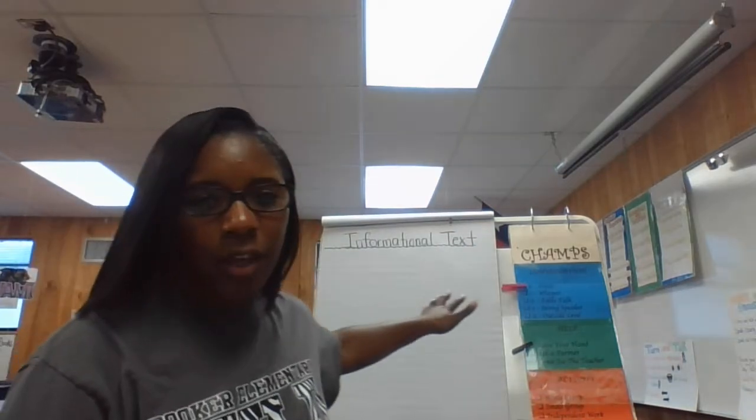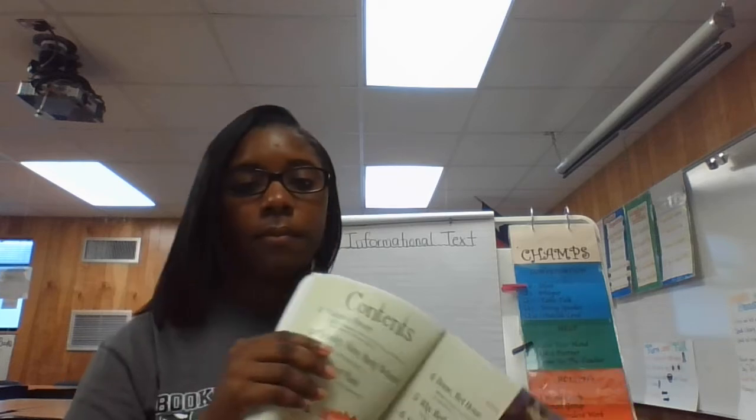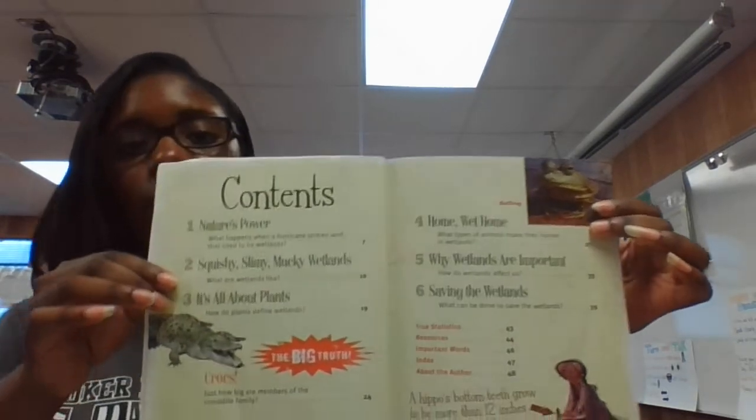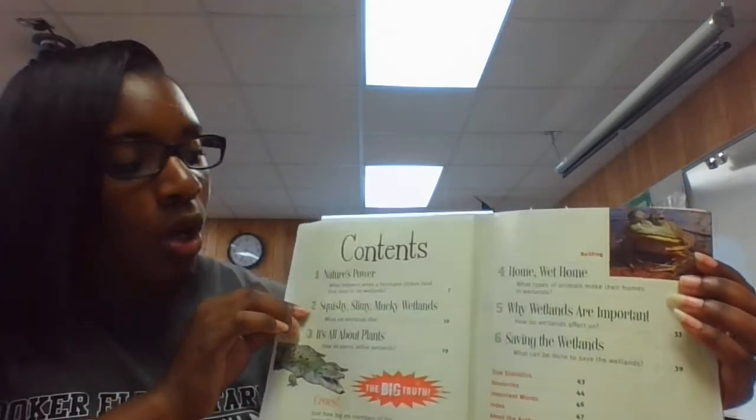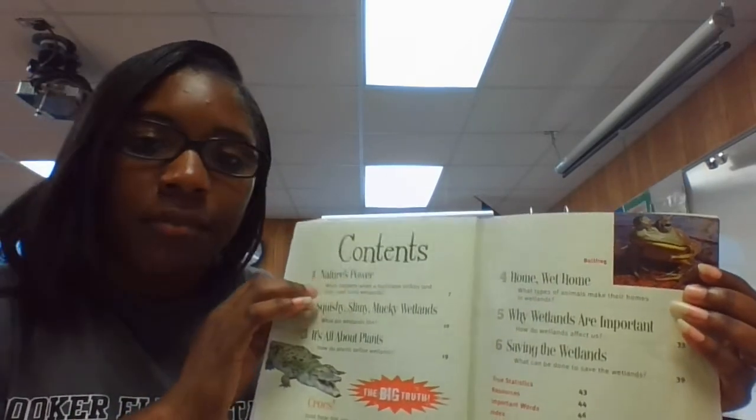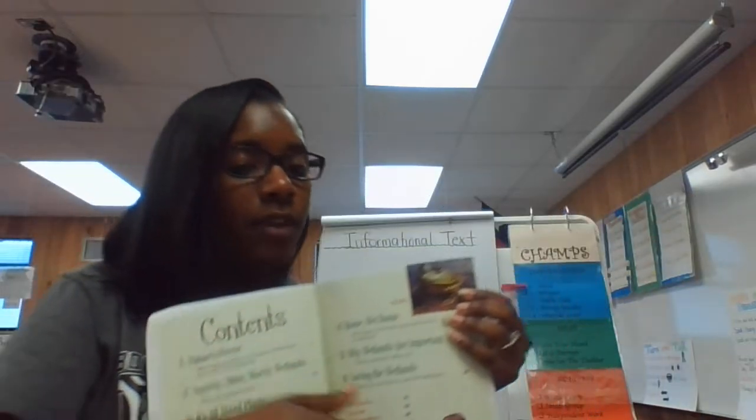Next week, we're going to go back to talking about informational text. Before, when we were talking about informational text, we were talking about text features. Just to remind us, some text features we talked about were titles, and at the front of the book, you'll find the table of contents. The table of contents tells you on what page you would find each topic.